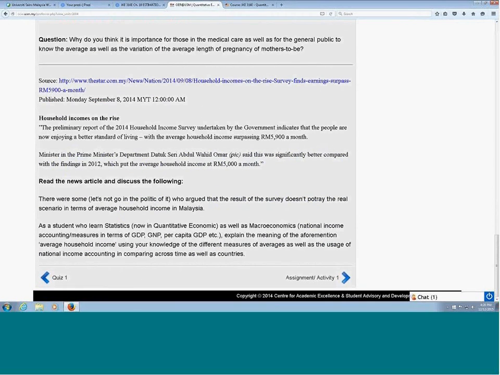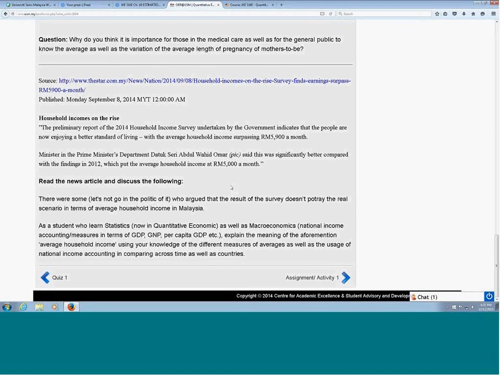There's another article. It caused quite an uproar when at the Prime Minister's Department, Datuk Seri Abdul Wahid Omar, said that average household income was, at that time, 2012, 5,000 ringgit a month. And then there are quite a significant number of us who, in our family, can look around and say, no, this is not true. Not everyone is having this 5,000 ringgit a month. Might be one or two, the people that you know.